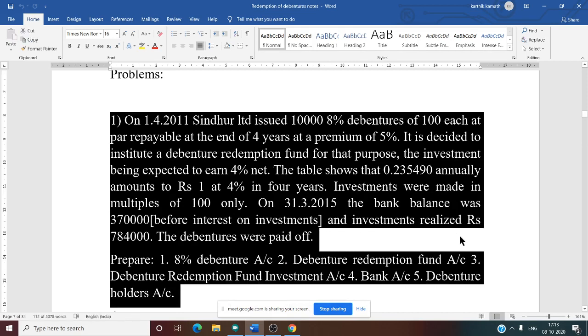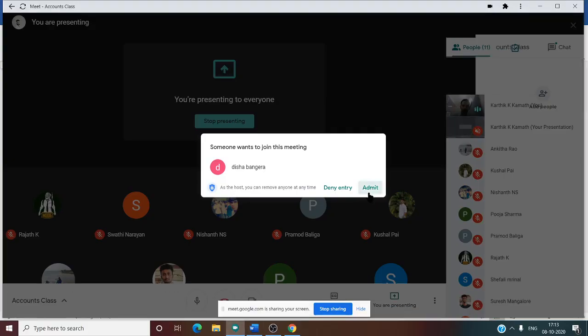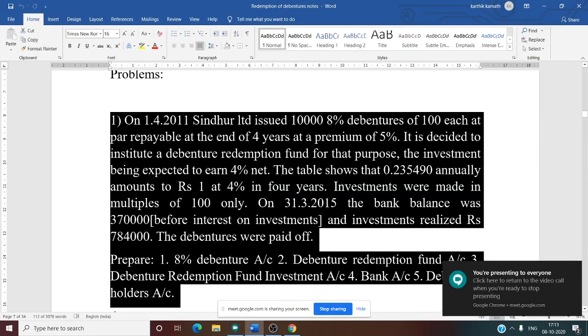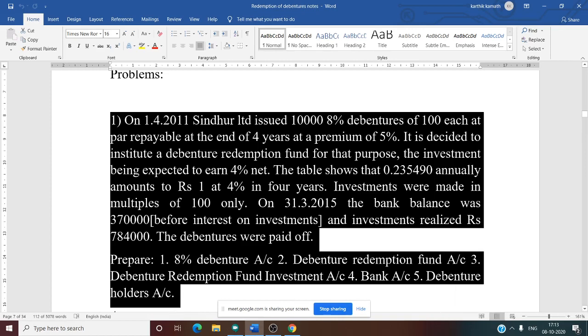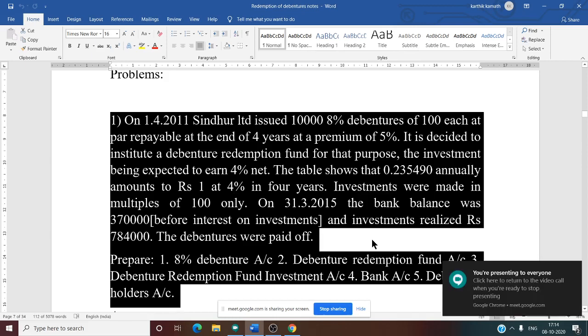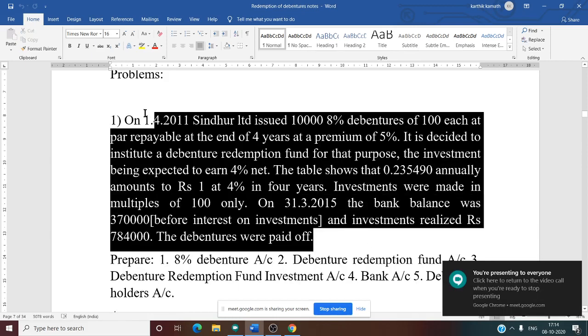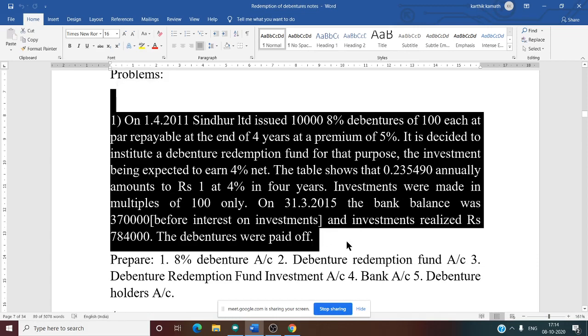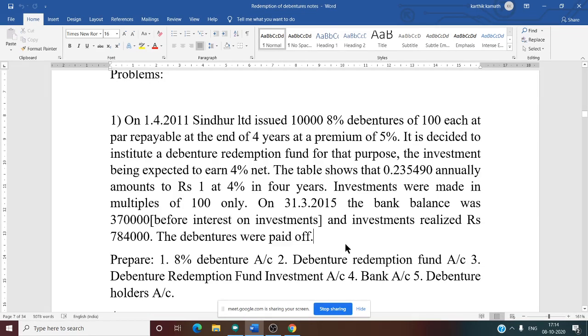What is the problem? On 1/4/2011, Sindoor Limited issued 10,000 8% debentures of 100 each at par, repayable at the end of 4 years at a premium of 5%. That means the debentures are issued at par, payable at premium. So when they borrowed the money, they borrowed 10 lakh, but when they are paying the money, they are going to pay more than 10 lakh. So now this is clear.